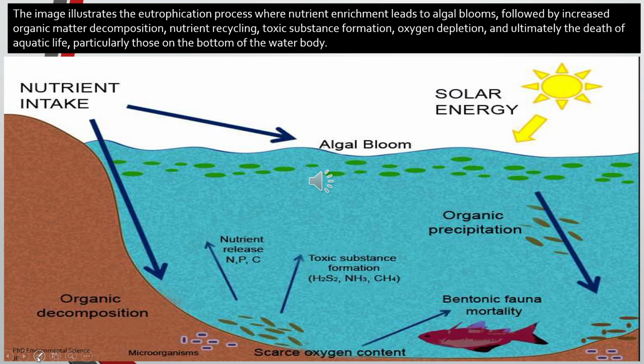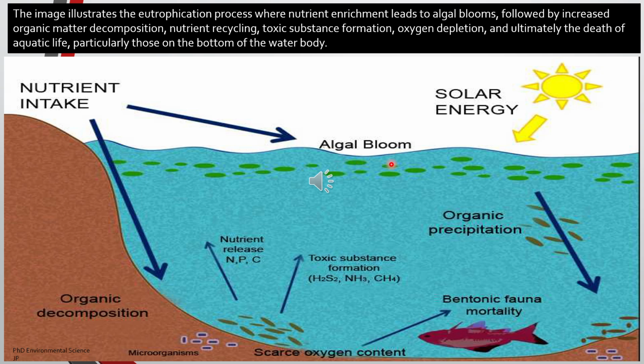Now, this image illustrates the process of eutrophication in the water body, highlighting the various stages and effects on the ecosystem. So first is nutrient intake. Nutrients, particularly nitrogen and phosphorus, enter the water body from external sources such as agricultural runoff, sewage discharge, and industrial effluents. The entry of these nutrients accelerates the growth of algae and aquatic plants.